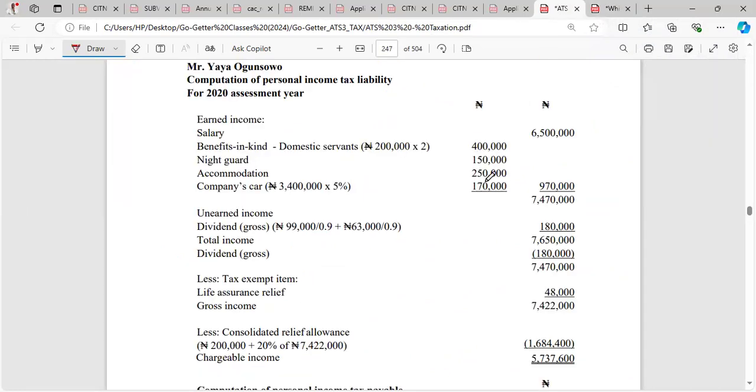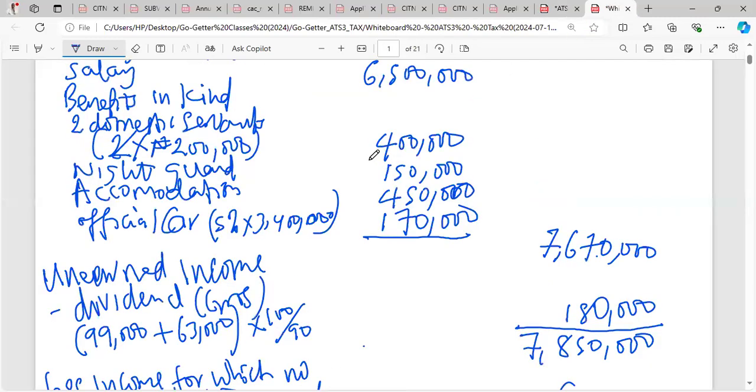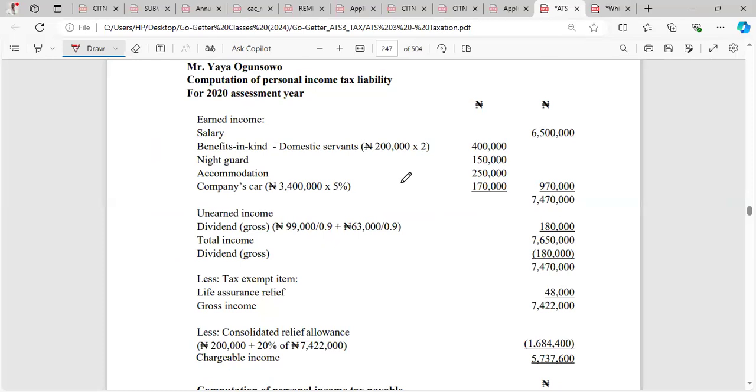The difference here is in accommodation: they use 250 and I use 450. That's the difference. Now, which one of them is correct? Either of the two is correct.